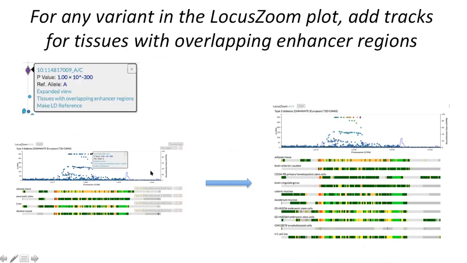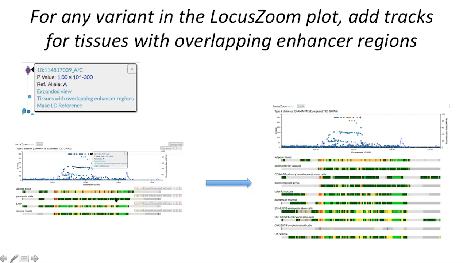Also, for any variant in this plot, you can find the tissues that have overlapping enhancer regions. So over here, we've chosen a variant, clicked on it to open the tooltip, and then if you click the tissues with overlapping enhancer regions button, it will find all the tissues in which enhancers overlap that one position.